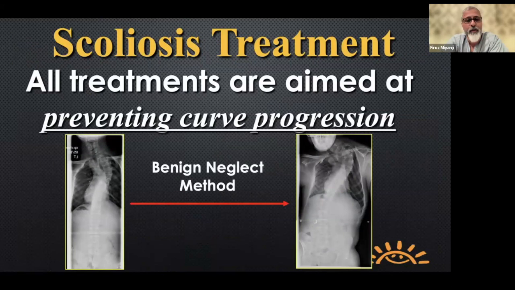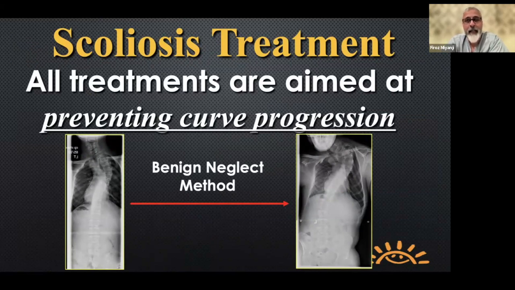You heard this over and over. Jean did an awesome job letting us know that all treatments for scoliosis are really aimed at preventing curve progression. Whether it be benign neglect, where you might get serial x-rays, even then you're trying to look at whether these patients progress. We've got some nice numbers and charts, and sometimes it doesn't always work like that. So it's really important that patients are followed.